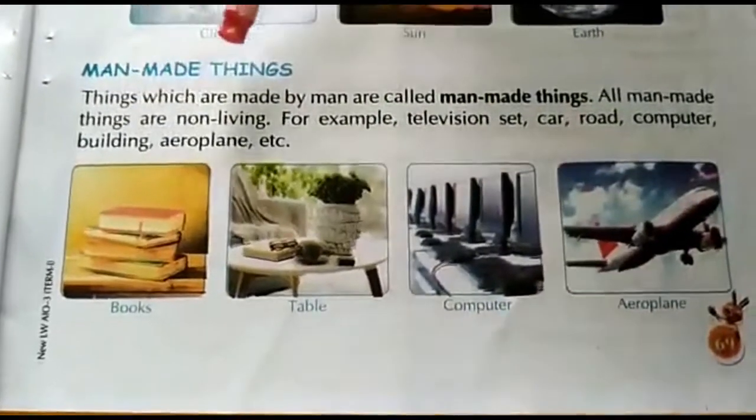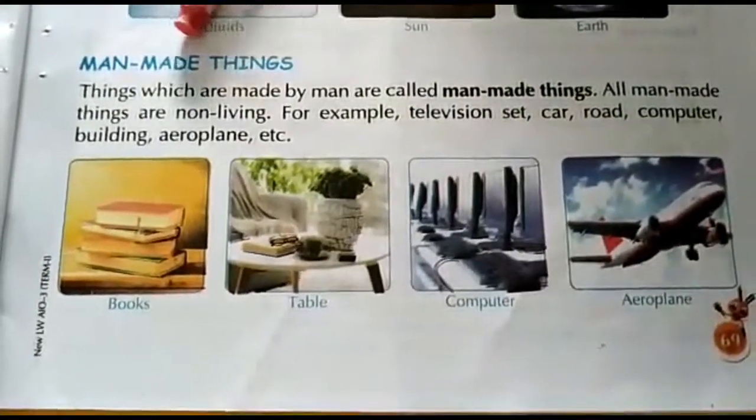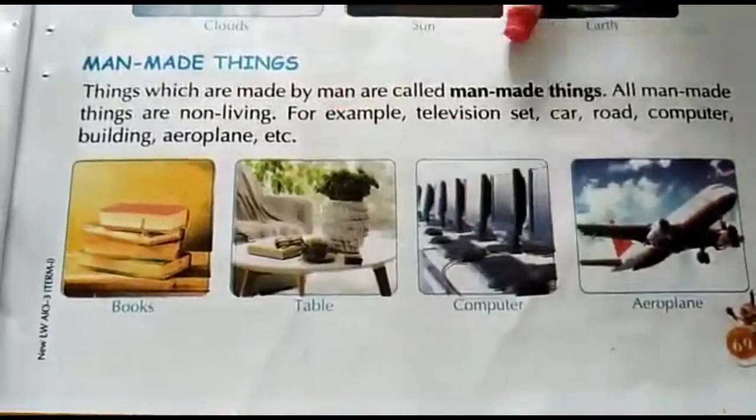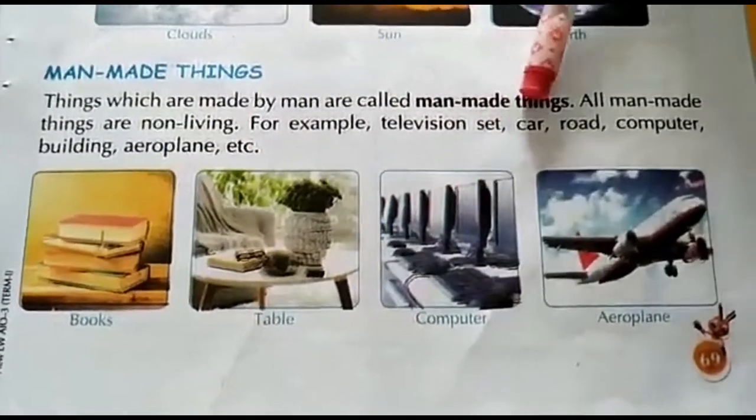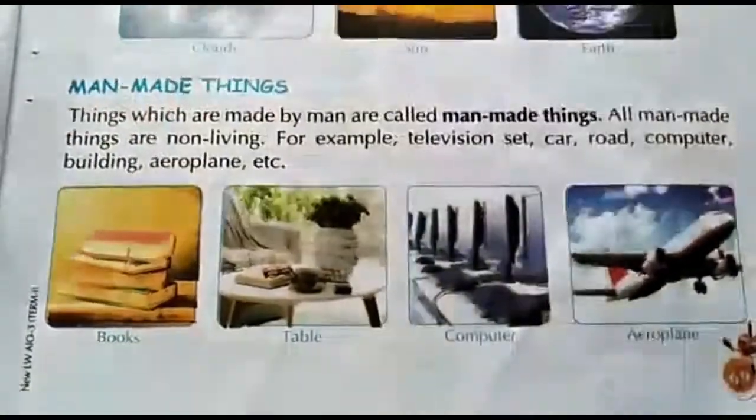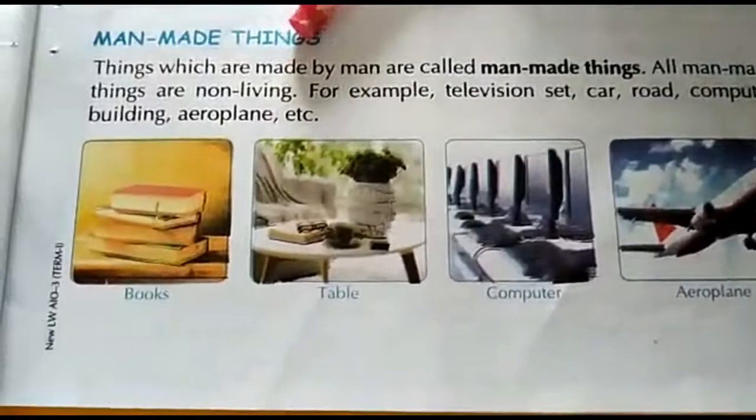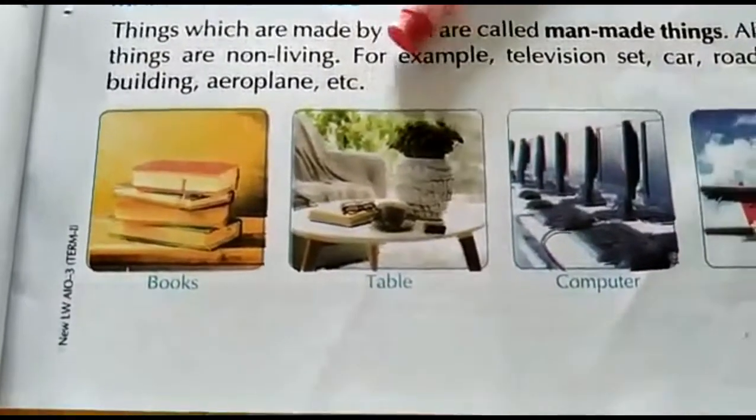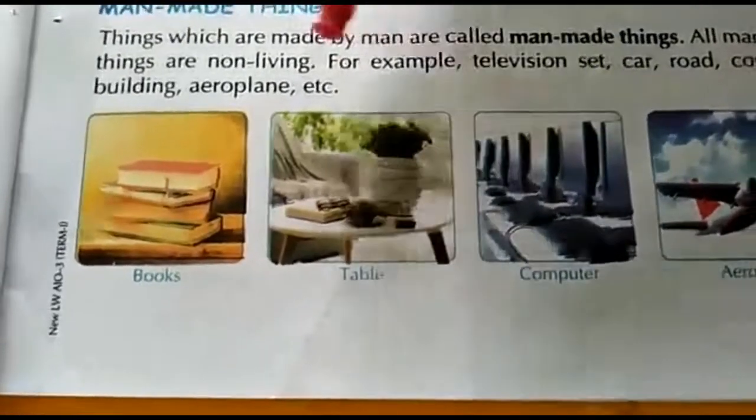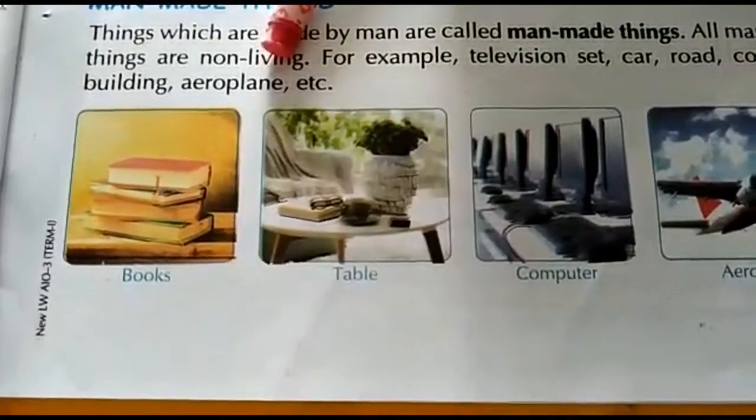These things are non-living things. All the man-made things are non-living things. For example, television set, car, road, computer, building, aeroplane, etc. Here you may have a doubt about the aeroplane. Yes, the aeroplane is moving, but only with the help of diesel.